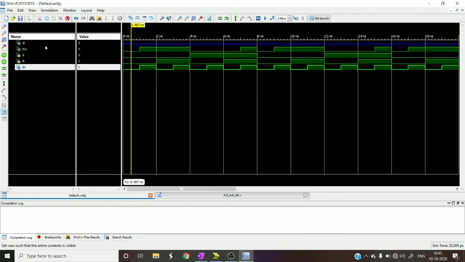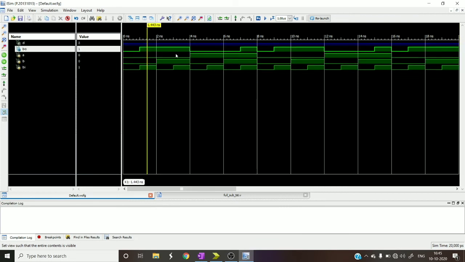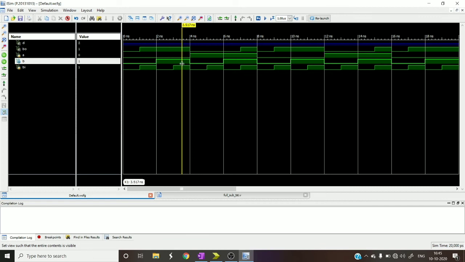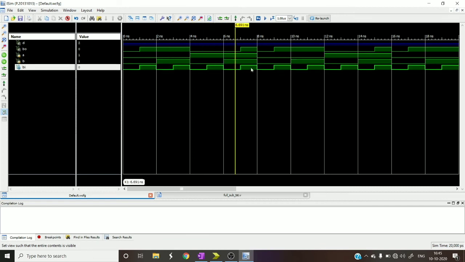Okay. For D, we got tri-state, that high impedance value. So let us sort out why it happened. But you check these things. Okay, this is how you can get all different combinations for A, B, B in. Let us check why it happened in the difference. Okay, let me get back to the code once again.